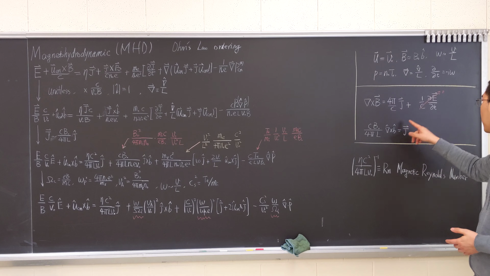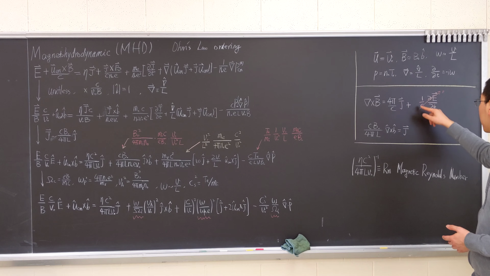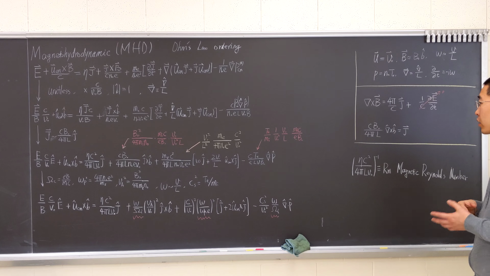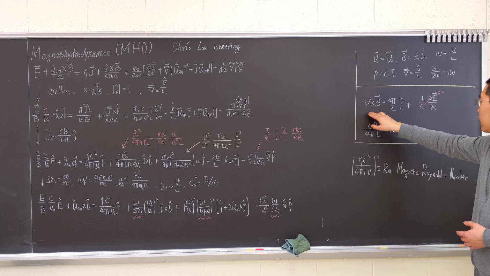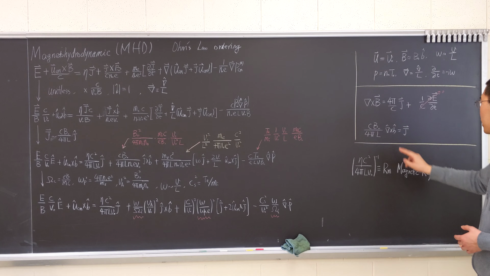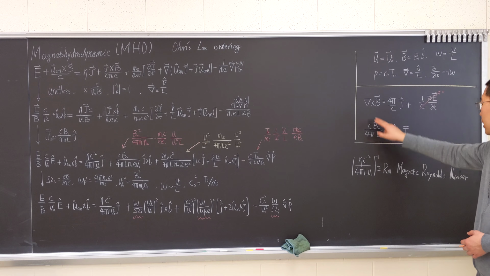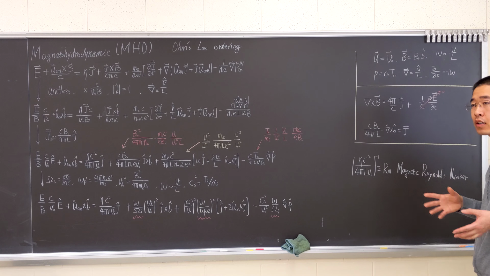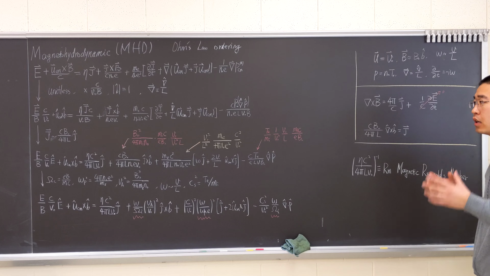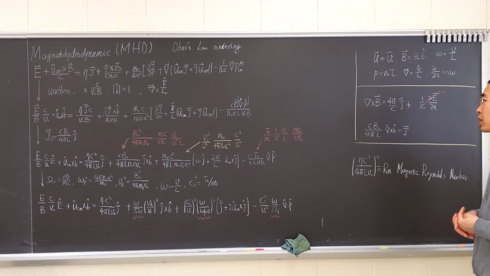From Ampere's law, we know that this term is in the higher order, which means we could neglect this term, and we will make this into this. Basically, this becomes 1 over L, and this becomes a unit vector. This is pretty much J hat. Anything that has a hat on it will be a normalized vector. All of the lengths of those hat vectors will be 1.